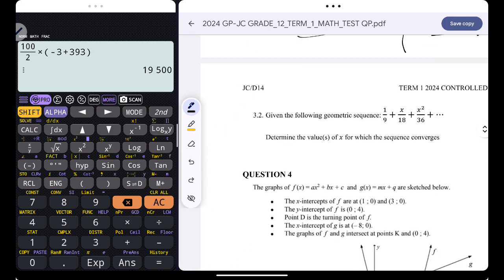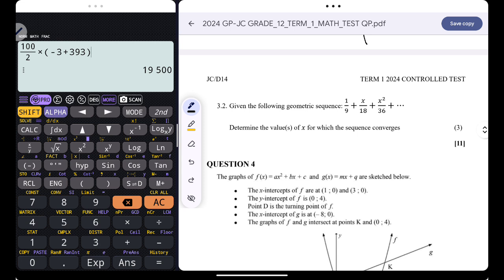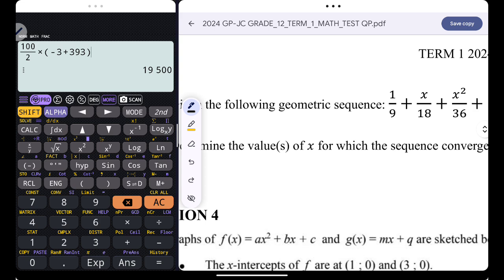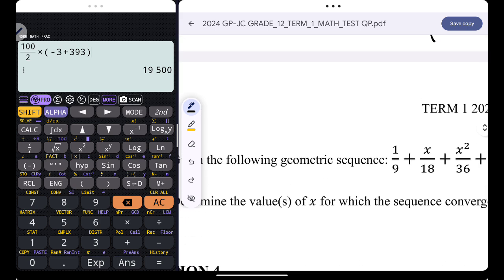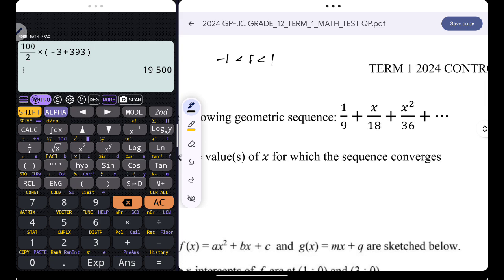Okay, now let's move to 3.2. I'm given the following geometric sequence, and I'm supposed to determine the values of x for which the sequence converges. Okay, I know that my sequence will always converge whenever r is just in between negative 1 and 1. Are you together? So I must just find the value of r, right? What is the value of r?